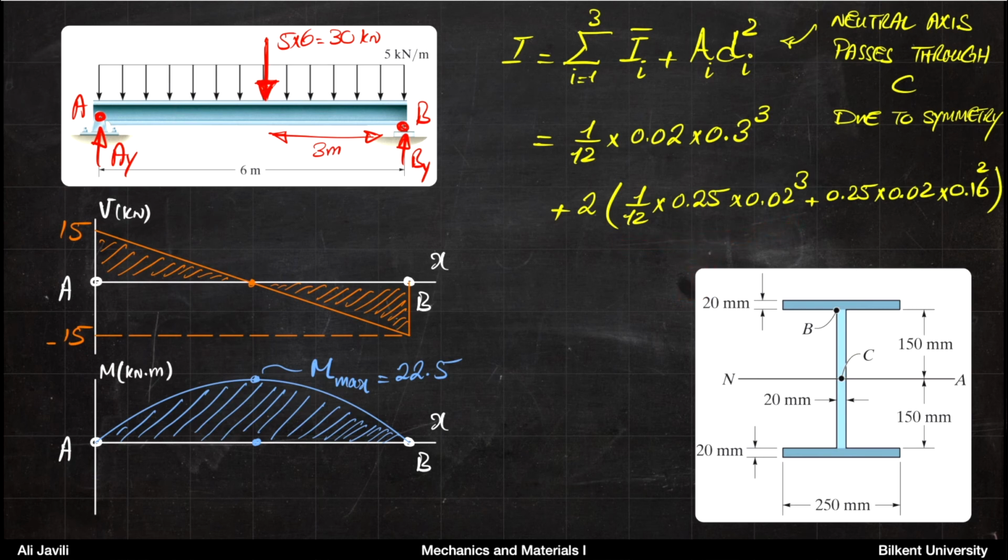And then you calculate the area times distance from the neutral axis. Now the distance from the neutral axis is 160 millimeters because you have 150 here and then you have half of 20, which is 10 millimeters within the section itself. So once you do the calculations, you can get the moment of inertia for the total cross section.